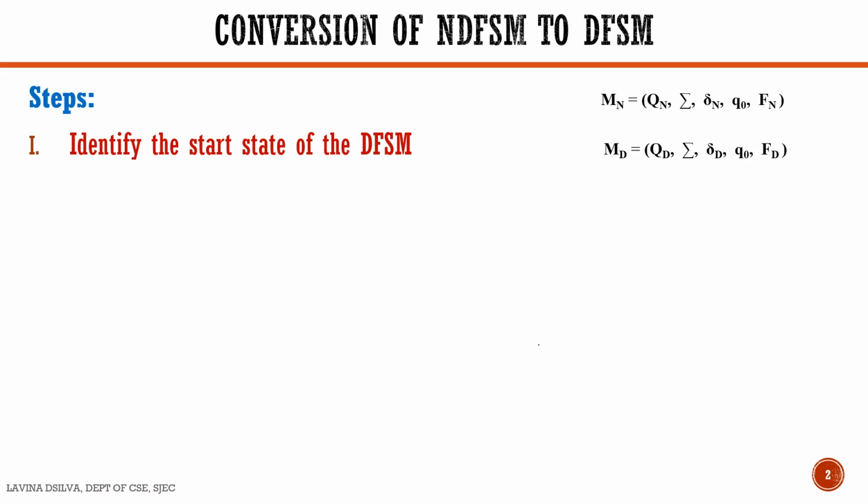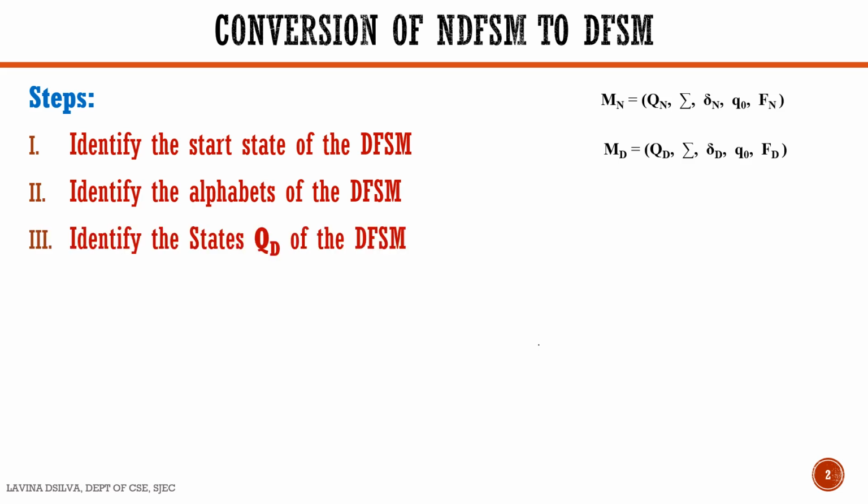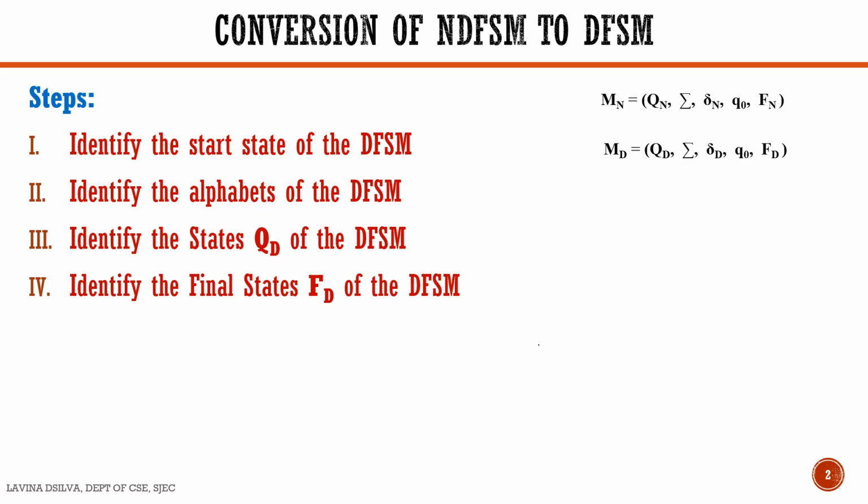First we identify the start state of the DFSM, followed by identifying the alphabets of the DFSM. Then we identify the states QD of the DFSM, identify the final states FD of the DFSM, and then we can identify the transitions delta D of the DFSM.